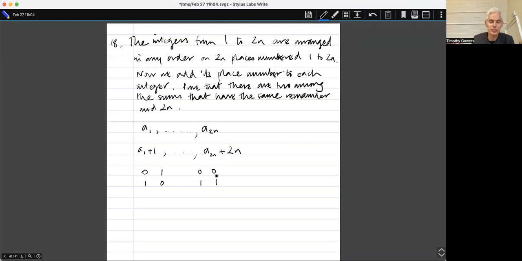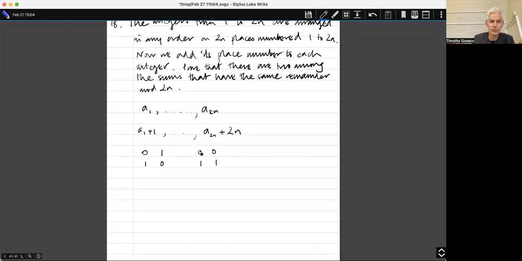So either way, I get the two being the same, which is obviously going to happen there. But I can't say that I've got more evens than odds, because here I've got more evens than odds, and here I've got more odds than evens. So that doesn't quite do it.